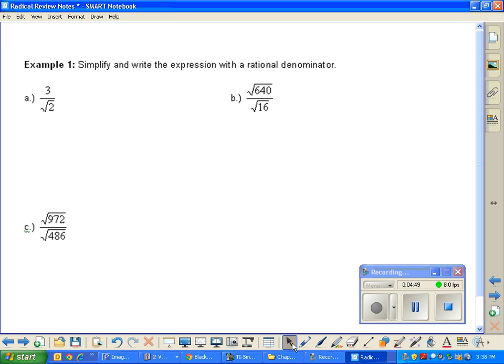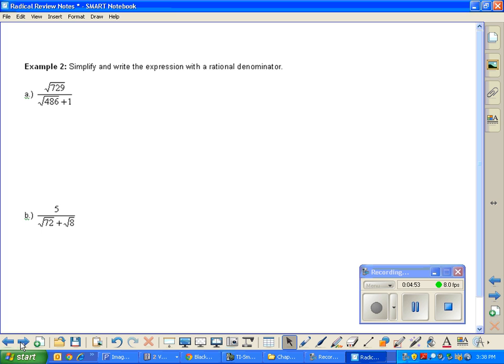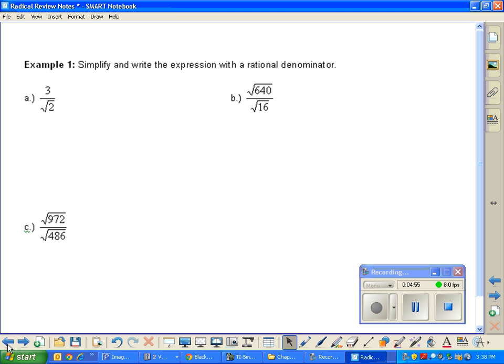And what you're going to see in this first example is that there are no plus or minuses like there would be in example 2. In example 1, you just have a plain radical in the bottom of a fraction. And you might recall if we had something like 3 divided by the square root of 2, as in part A, you would need to multiply the top and bottom of that fraction by the square root of 2.